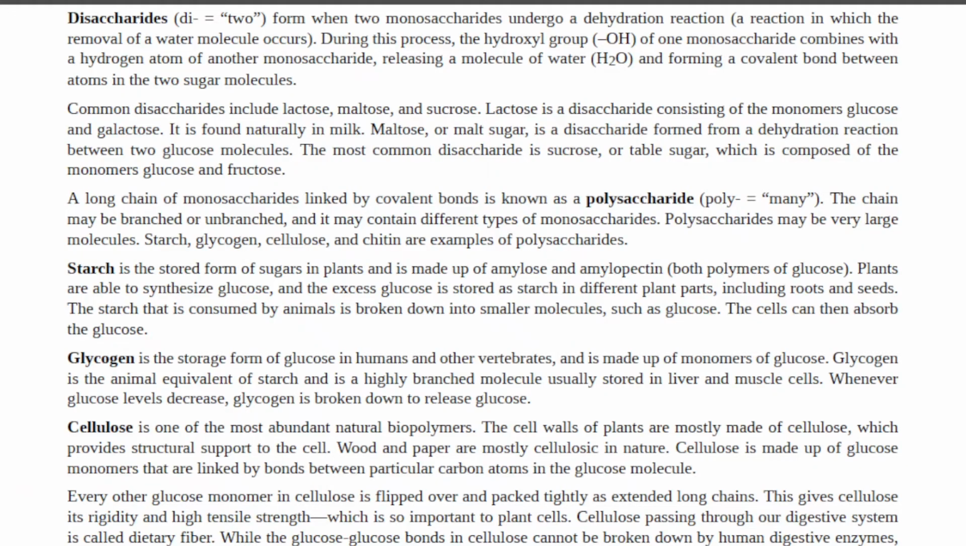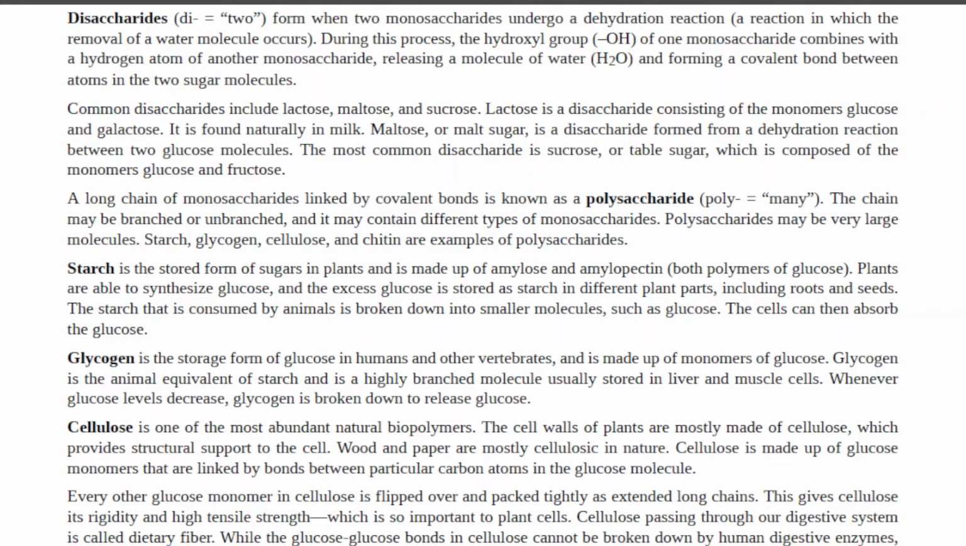Disaccharides. Di means 2. Disaccharides form when 2 monosaccharides undergo a dehydration reaction, a reaction in which the removal of a water molecule occurs. During this process, the hydroxyl group of one monosaccharide combines with a hydrogen atom of another monosaccharide, releasing a molecule of water and forming a covalent bond between atoms in the 2 sugar molecules.